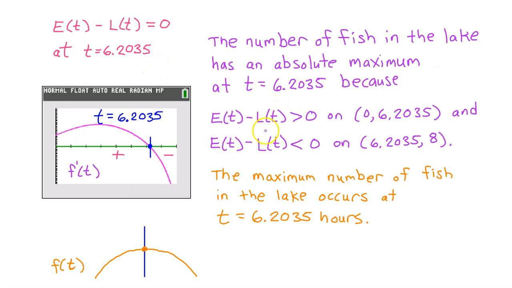And in our justification, we say the number of fish in the lake has an absolute maximum at t equals 6.2035 because e of t minus L of t is positive from 0 to 6.2035, and e of t minus L of t is negative on the interval from 6.2035 to 8. This is what the answer would look like on the College Board answer key, so this is probably the safest way to go.